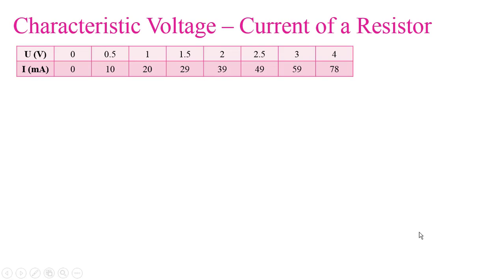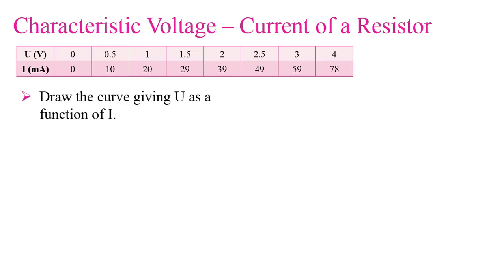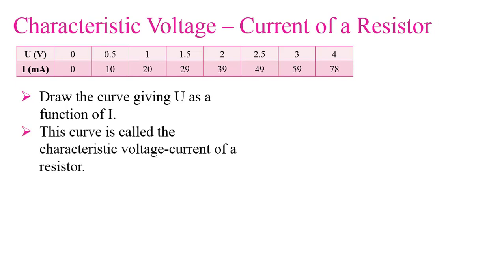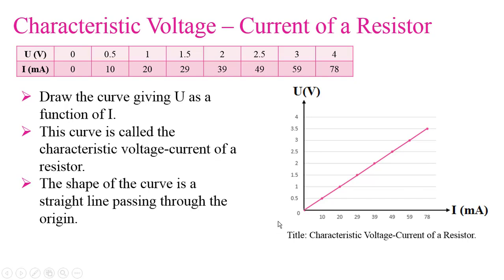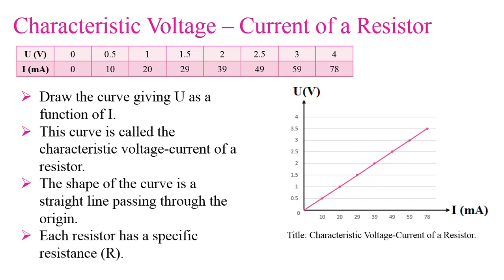Now we will use the values obtained in the table to draw a curve. So draw a curve giving U as a function of I. This curve is called the characteristic voltage-current of a resistor. Observe this curve. As you can see, the curve is a straight line passing through the origin. Note that each resistor has a specific resistance.